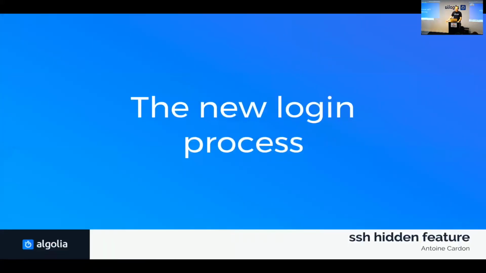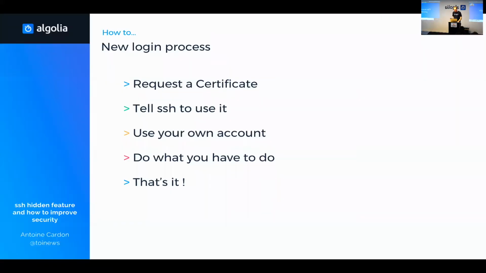Now how do you get to a server then? First step, you have to request a certificate. So you connect to the signer, you say, hello, I'm Antoine, my password is Toto, and if everything is valid, you get a certificate from your signer. At the moment, we have multiple clients. We have a Bash client, a Python client, and a Go client on the road.